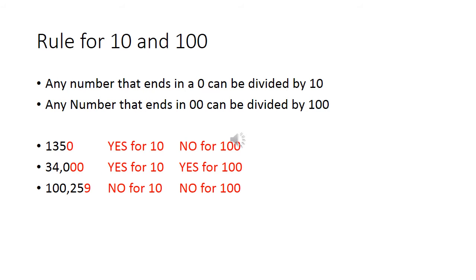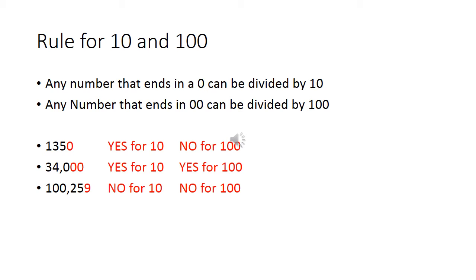The rule for 10 and 100, again, same pattern. If a number ends in a 0, you can divide it by 10. If a number ends in 00, then you can divide it by 100. Looking at the numbers on the screen, 1,350 ends with a 0. So yes, I can divide it by 10, but no, I can't divide it by 100.